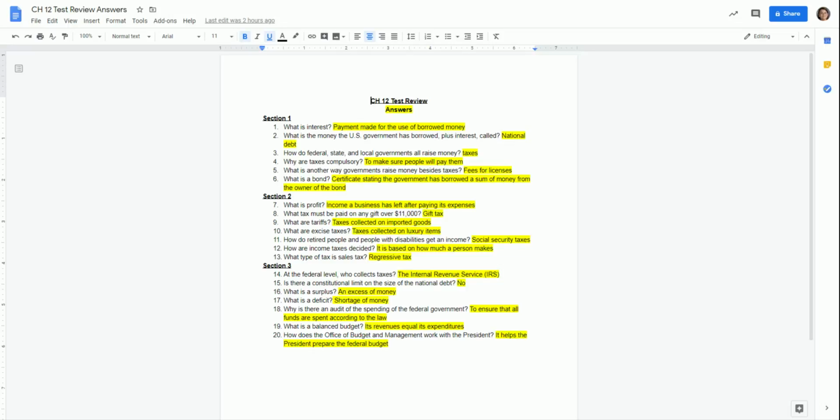Moving on to section 2, most of these are all definitions. So just make sure you study those, and you can use this on your test as well. Something that I really wanted to go over is number 11 and 12. So number 11, how do retired people and people with disabilities get income? Well, those people can collect Social Security.